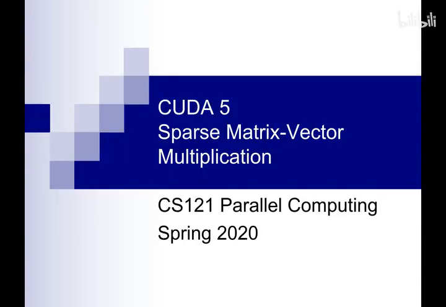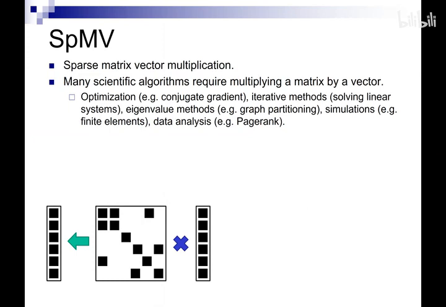Welcome back. Today we're going to talk about another application for GPUs, which is sparse matrix vector multiplication. Another name for this is SpMV, which is the abbreviation for this problem.